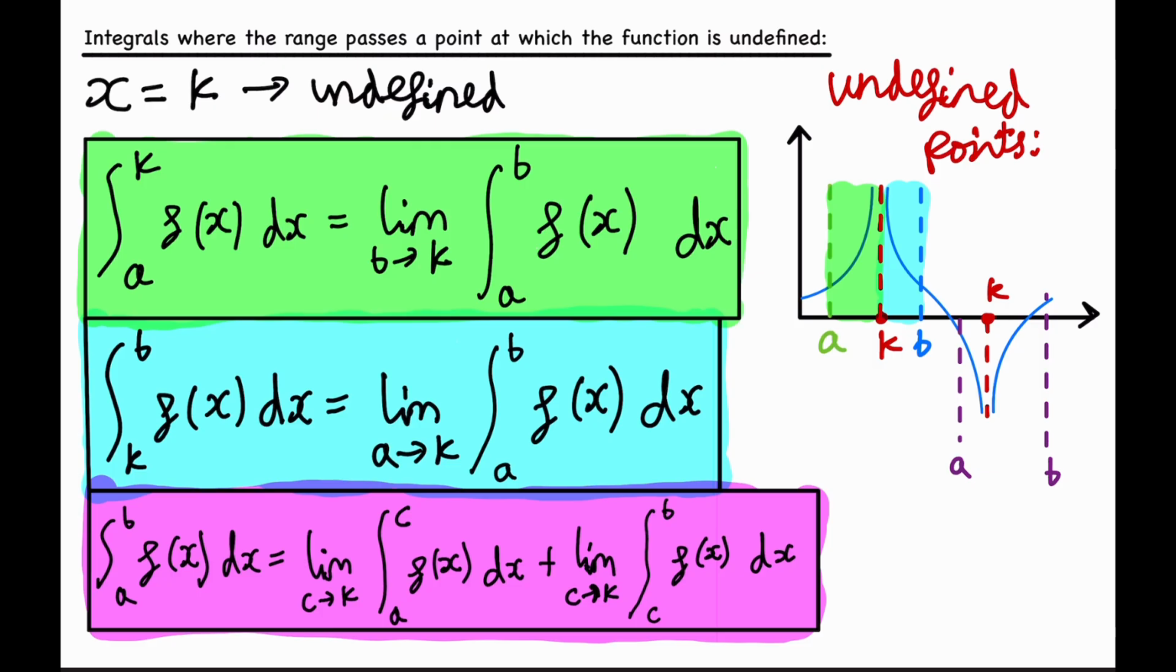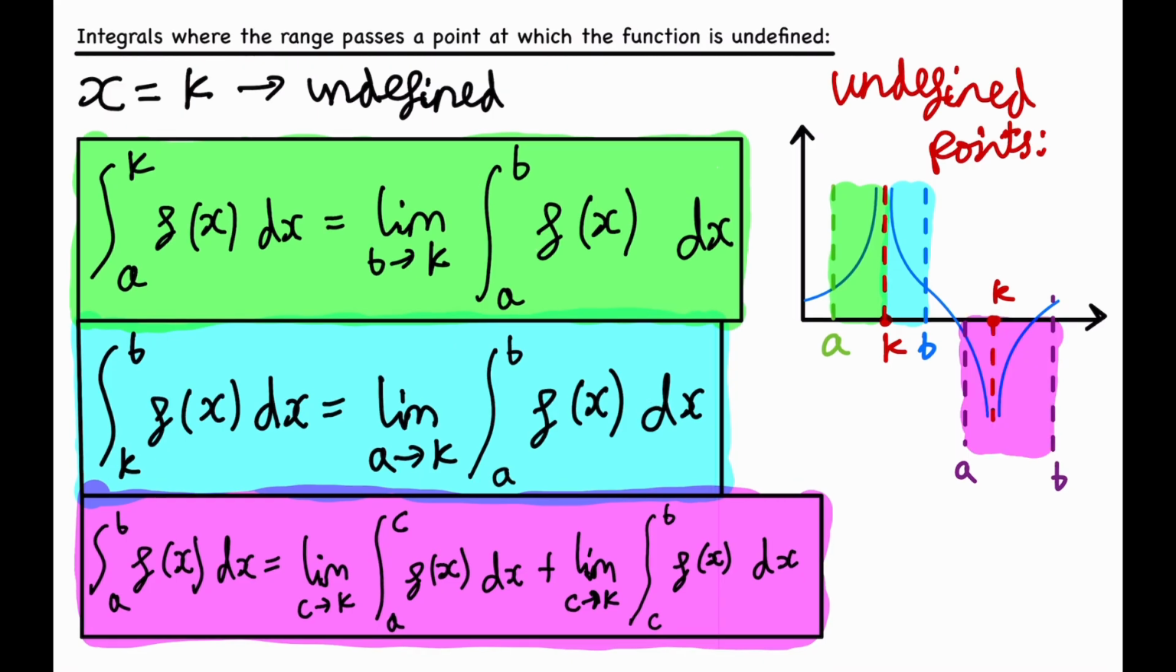And if you have a point in between 2 points, say those 2 points are a and b here, and in between them there is a point that goes all the way up to infinity, so an undefined point, in this case you want to apply your limits, but you actually want to do it into another constant. So you say your limit as c approaches k, and you want to go from a to c, and then from c all the way to your b. So you have to split it up into 2 and then add them together.